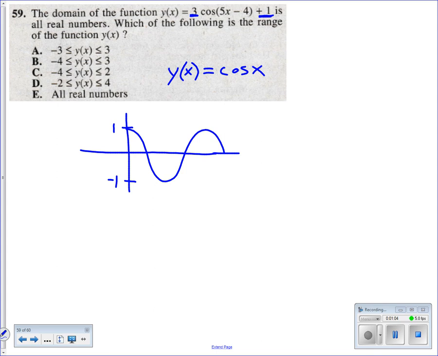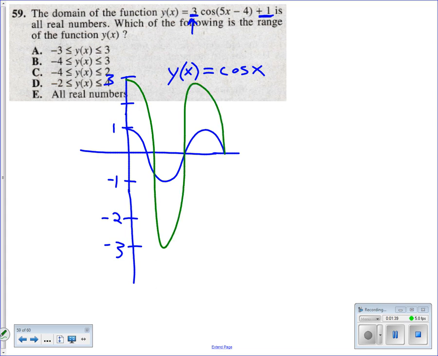From here, we need to apply those two transformations that will affect the range. Multiplying the entire function by 3 is going to stretch things out vertically by a factor of 3. So I'm going to have to go up to 3 and down to -3. And now my graph is going to look something like that. So that was that transformation right there.